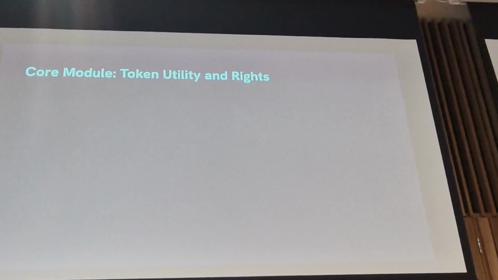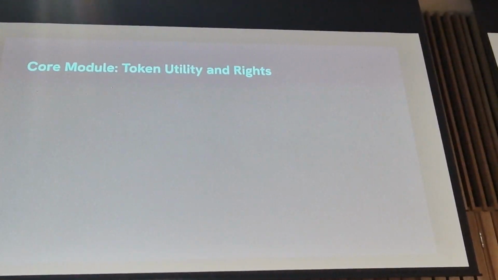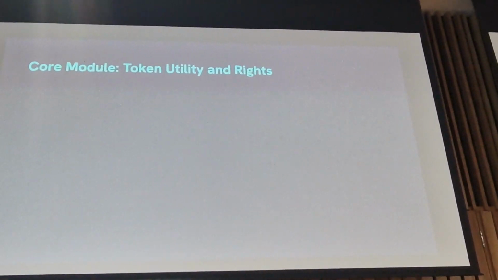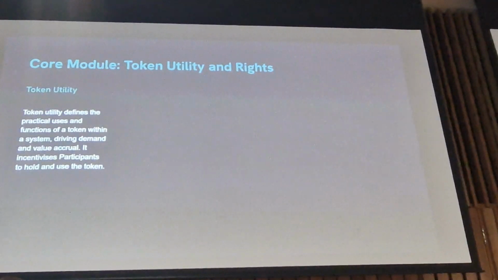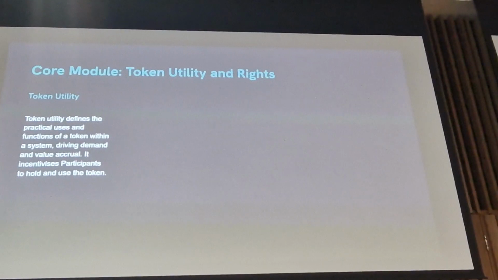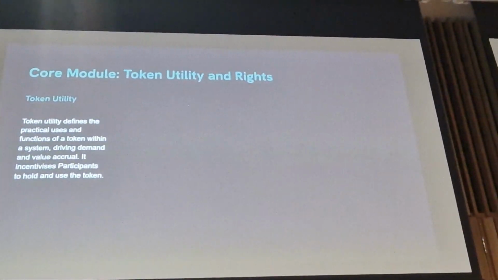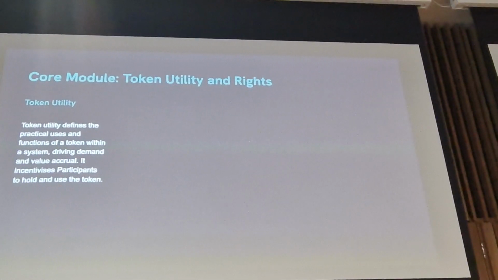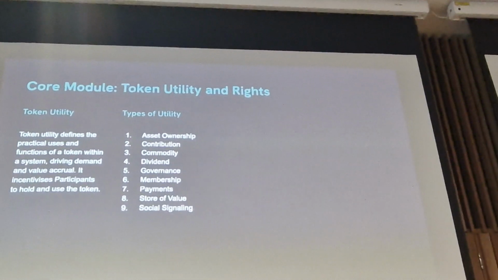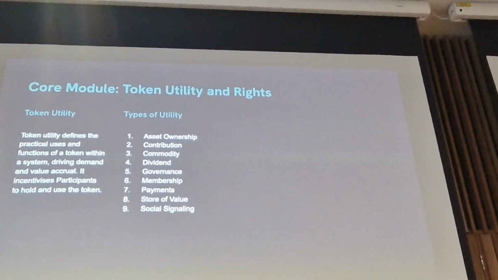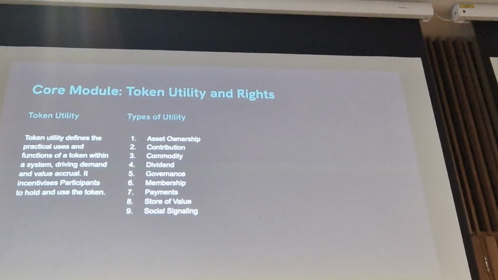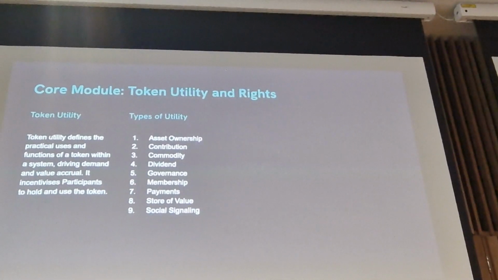So our first core module is token utility and rights, and any kind of cryptoeconomic design begins with this module, and in many ways it's the most important part of any design. So token utility just defines the practical uses and functions of a token within a system, and ultimately the token utility choice is going to drive demand for the token as well as value accrual, and it incentivizes participants and stakeholders to hold and use the token over time. We defined 9 different types of token utility, so this is a framework that we inherited from a previous cryptoeconomic company we worked for, but we've iterated on this framework, and we'll be going through each of these briefly.